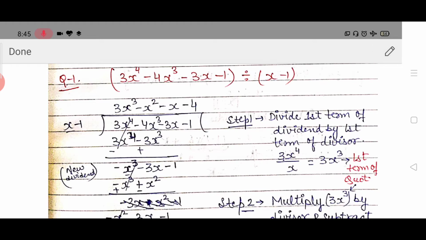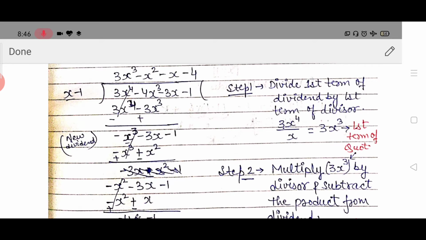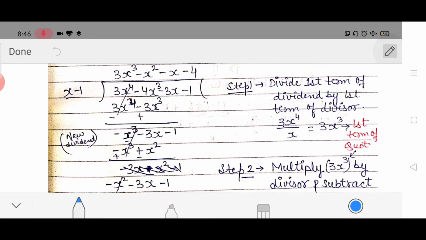First of all, I have written the question here so that you can see it on a single page. Now see here, this was our question and this is the divisor. So we have written it in this form. Now moving on, the first step is what you have to do. You have to divide the first term of the dividend by the first term of the divisor. See, here the first term of the dividend is 3x^4 and the first term of the divisor is x. So you just have to divide the first term of this by the first term of the divisor. So I have written here 3x^4 divided by x.